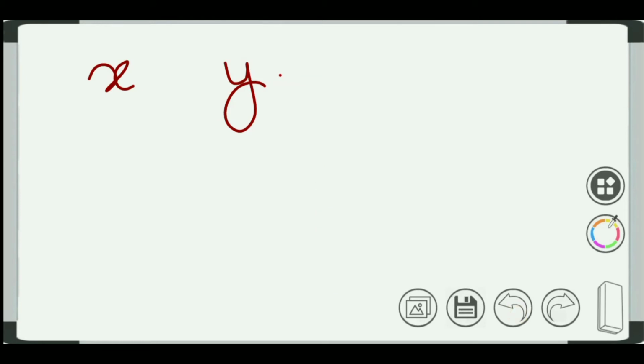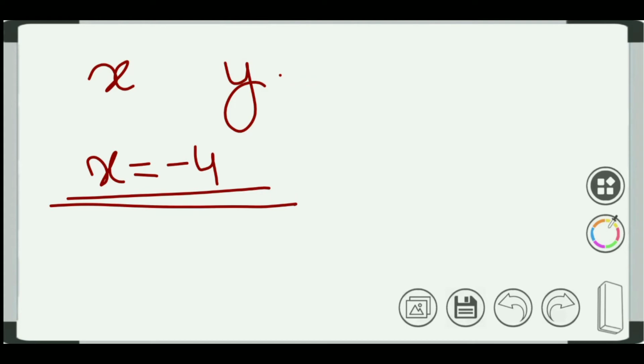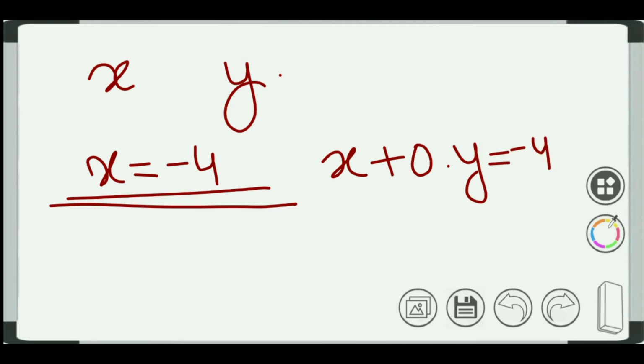How can you add a y value? x is equal to minus 4 is the value. So you can add y: x plus 0y is equal to minus 4, right? 0y is what? 0. Okay. So I am writing the equation as x plus 0y equal to minus 4. Now I am taking some values for y and finding the value of x.